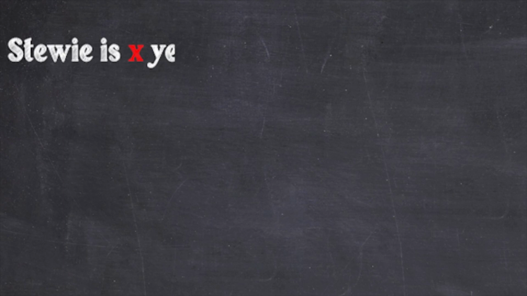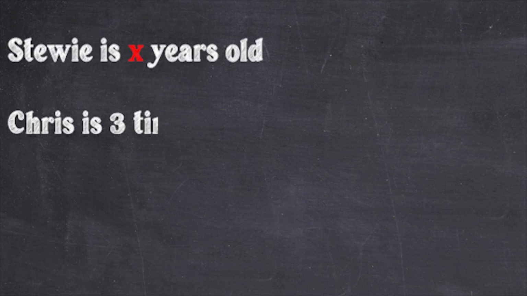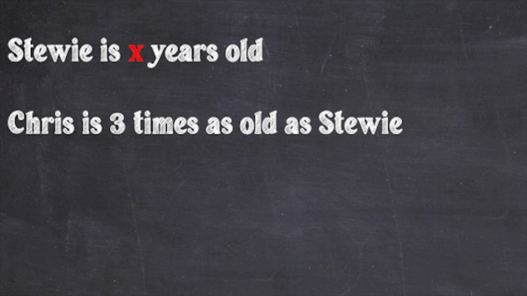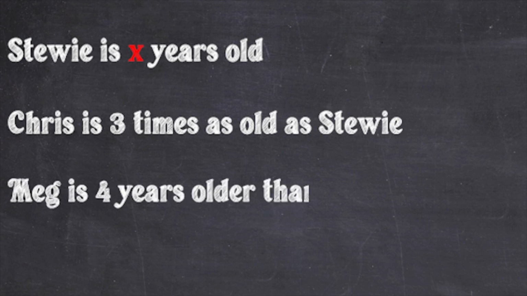Stewie is X years old. Chris is 3 times as old as Stewie. Meg is 4 years older than Chris. Express Meg's age in terms of X. If Stewie is 4 years old, how old is Meg? In this problem, we need to convert a word problem into an algebraic expression. While this might seem a little challenging at first, we just need to follow the steps we learned so far, and we'll be done in no time.